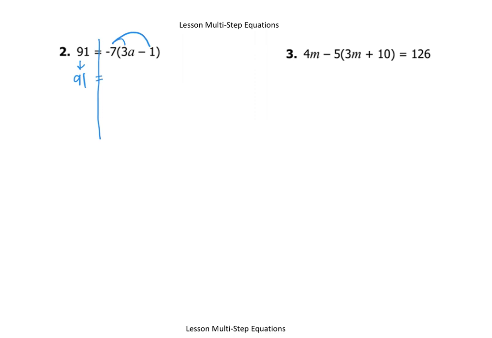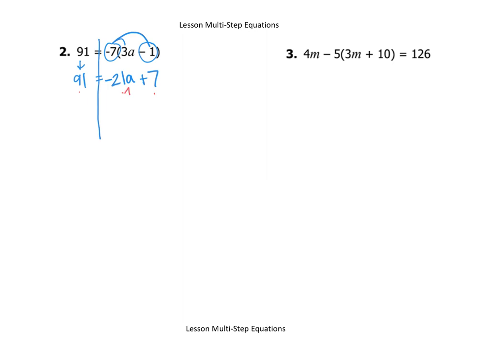So negative 7 times 3a is negative 21a. Negative 7 times negative 1: a negative times a negative is always positive, so that's the sign we're writing down here, positive 7. I look, do I have any like terms to combine? 91 is alone. It has no one to combine with. On the right side, we have negative 21a and a positive 7. They are not like terms because variables, letter terms, can't go with number terms.